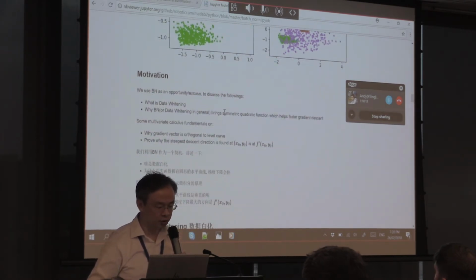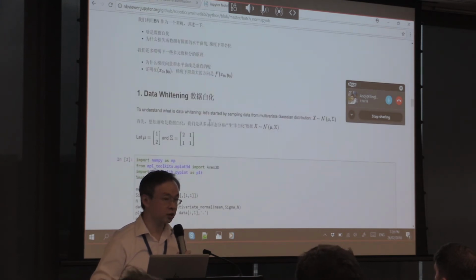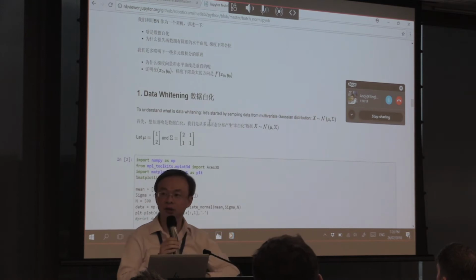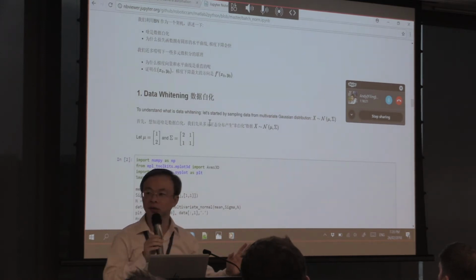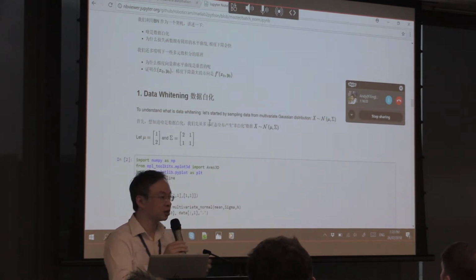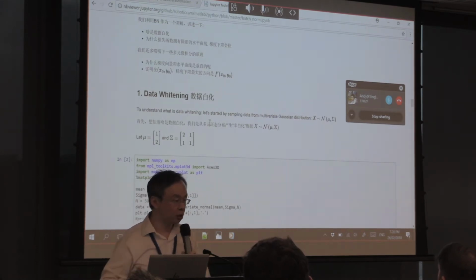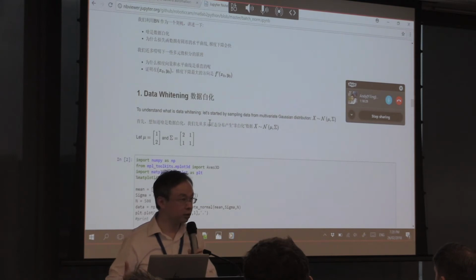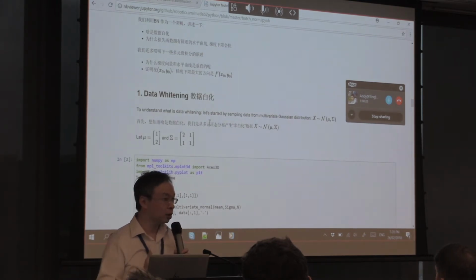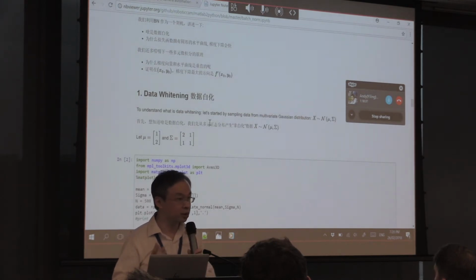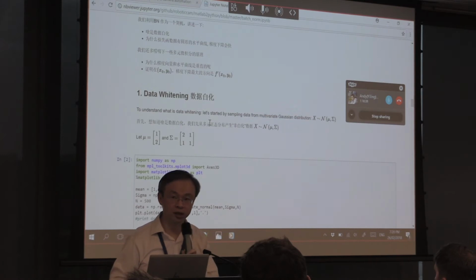But the rest of the matrix shows people what data whitening actually is. Do you use data whitening at work? No? Okay. Maybe have a go at it, because data whitening will change the distributions of your high-dimensional, multi-dimensional data into still the same dimensionality, but every dimension will be mapped into a standard Gaussian.